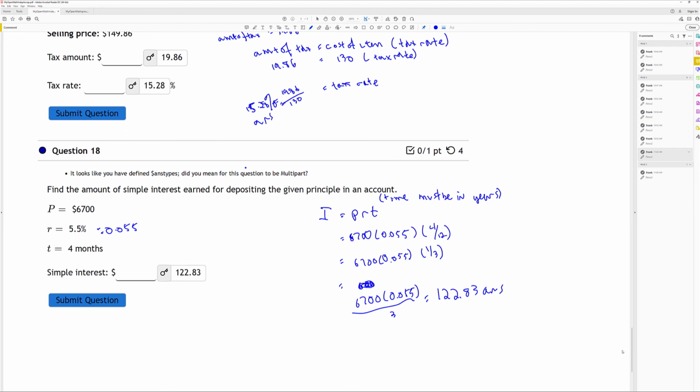This one here, find the amount of simple interest. So I wrote out what you earn for depositing the given principal in the account. So I wrote out my formula. I is equal to PRT, where T must be represented in years for the formula to work. In this case, P is 6,700, R is 5.5%, and then I have here T is 4 months. So I describe T as a portion of a year, in this case 4 over 12. And I plug into my formula, and I end up with $122.83. And that's the answer to number 18. And that's the last one.